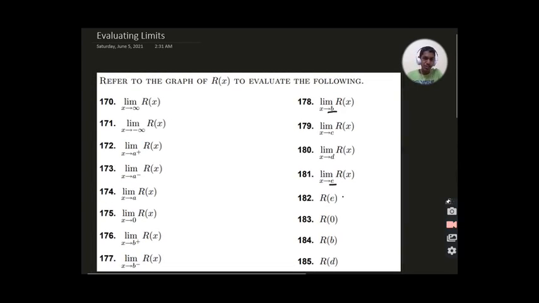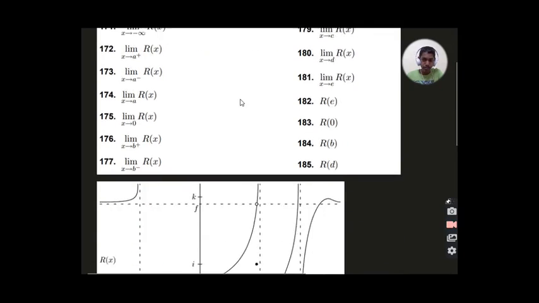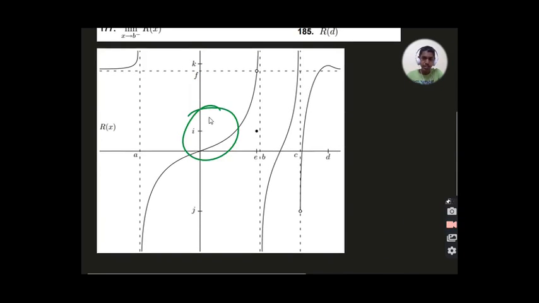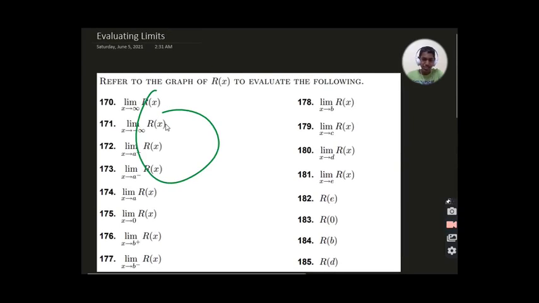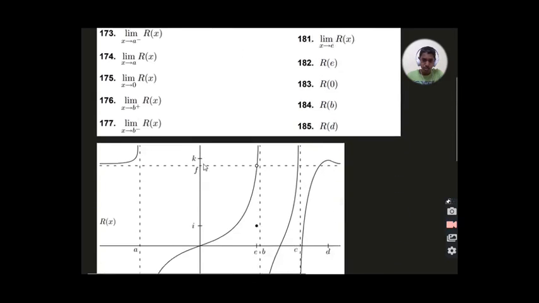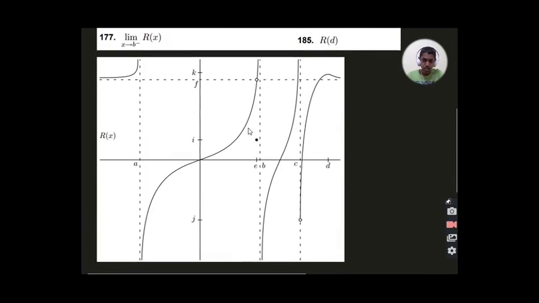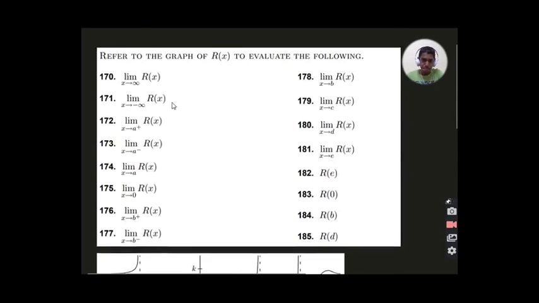Okay, so this first one is just sort of spamming a lot of different limits. So we've got the graph of r of x, which is this graph right here, and we're going to try and find all these limits. Fun. Each one of these letters is a point on either the x or the y axis, and these dotted lines will indicate asymptotes, either horizontal or vertical.